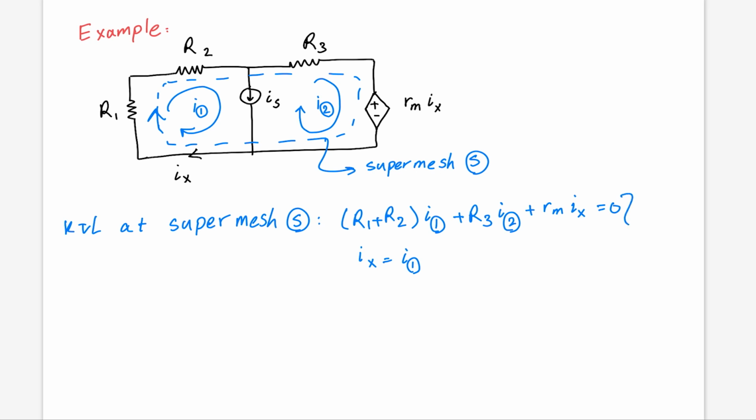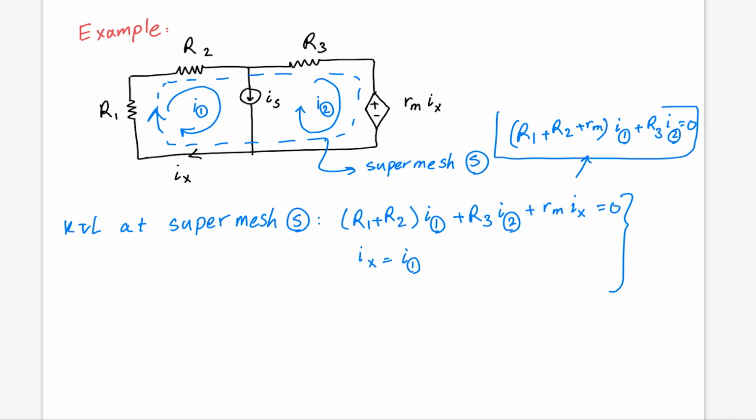Therefore, we can write these equations as R1 plus R2 plus Rm, if we factor out I1, plus R3 I2 equal to 0. So this will be our first KVL equation.